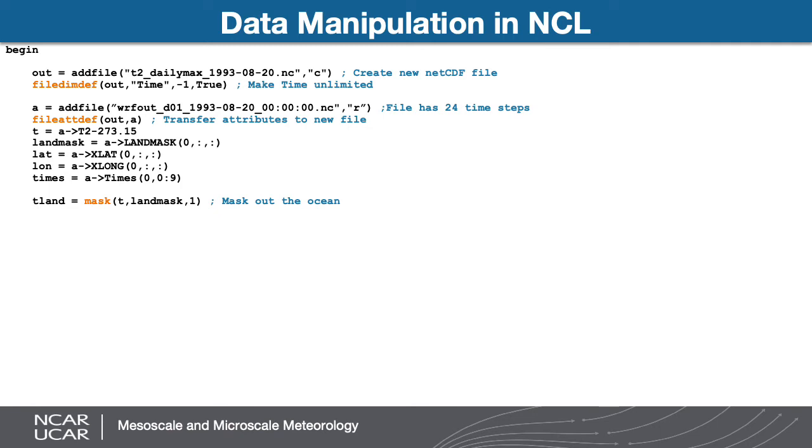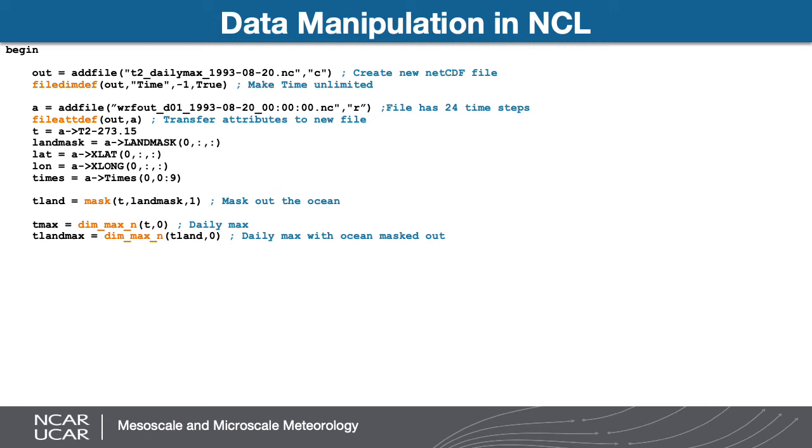To mask out the ocean, which you might want to do to create a T2 over your land, we're going to use the function mask from NCL. We're going to say that temperature over land equals mask, and we're going to point to the temperature variable that we gave it. Where land mask equals 1, we want to keep it, and we're going to mask out anything else that doesn't equal 1.